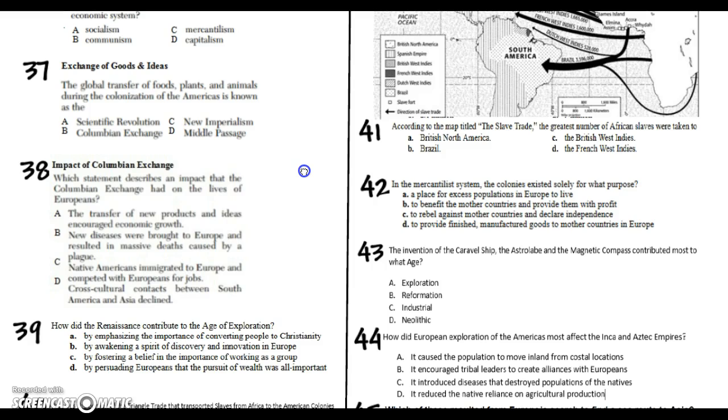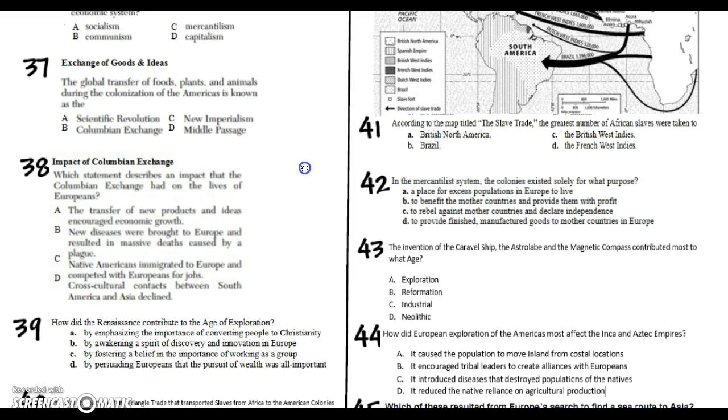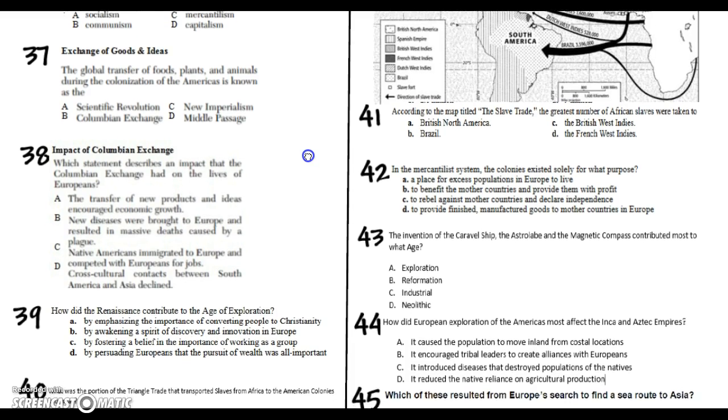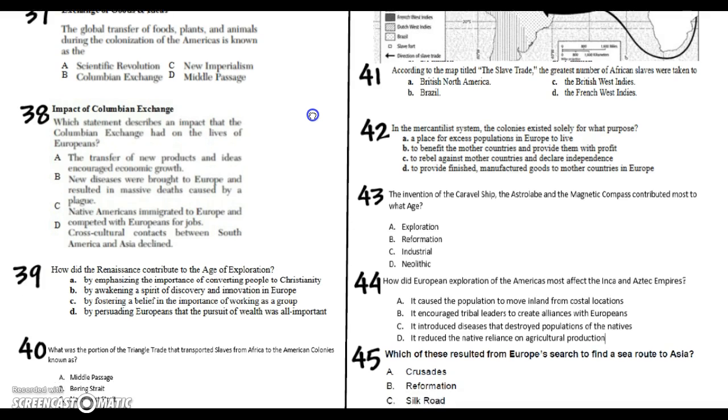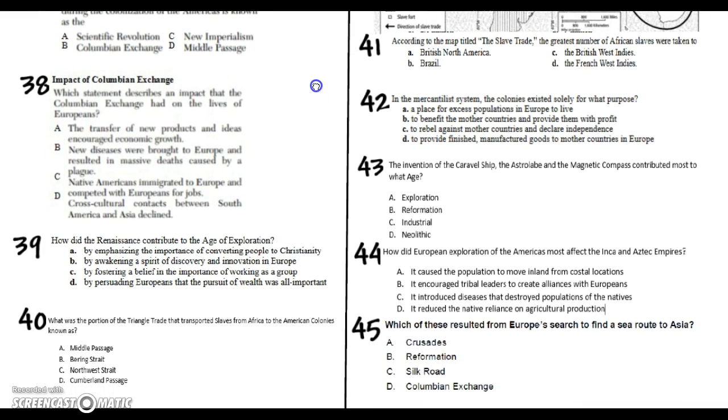Number 37. Exchange of goods and ideas. The global transfer of food, plants, and animals during the colonization of the Americas is known as the A, scientific revolution. B, Columbian exchange. C, new imperialism. D, middle passage.